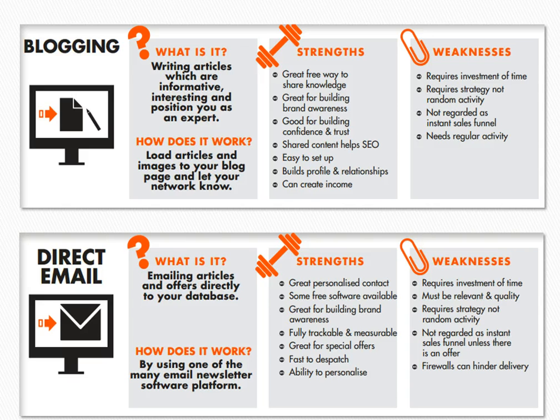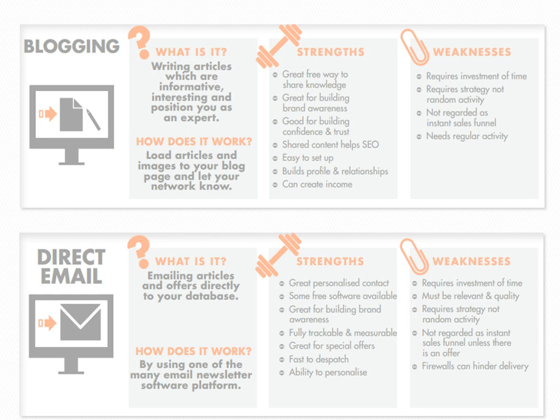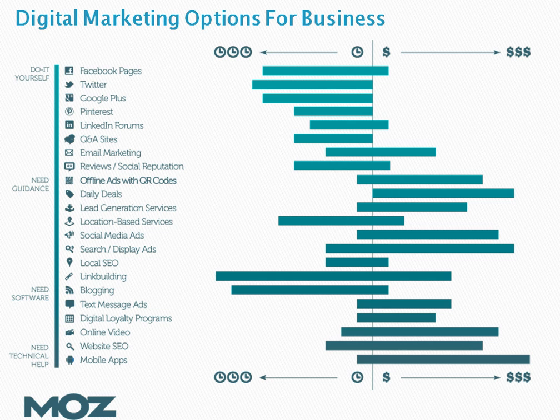So after this, guys, we have other ways as well of doing digital marketing. These are a few digital marketing options for businesses like Facebook page, Pinterest, which we have already discussed. There are some of them such as question and answer sites, email marketing, lead generation services, social media ads, local SEO, and many more.